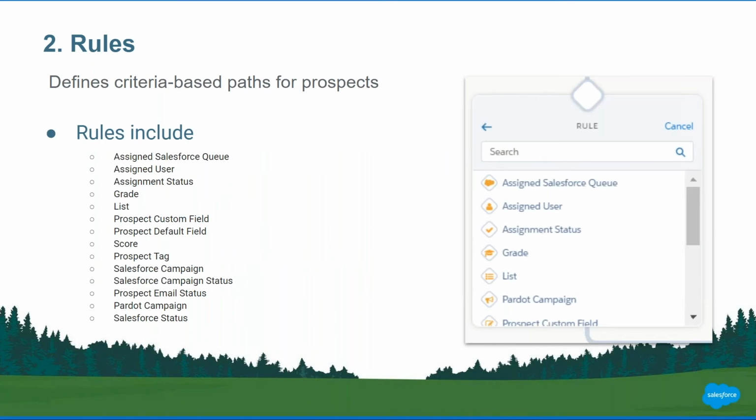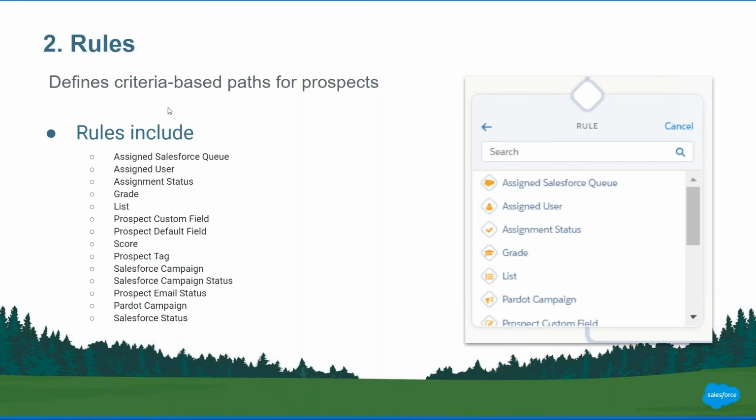The other thing we have are rules. Rules is another step type that we have in engagement programs. Here's just a quick list of the different rules available. It's taking a look at what the assigned Salesforce queue is, who the assigned user is, what the grade is, what the list, prospect tags, the Salesforce status, and the score of the prospect that enters this step.